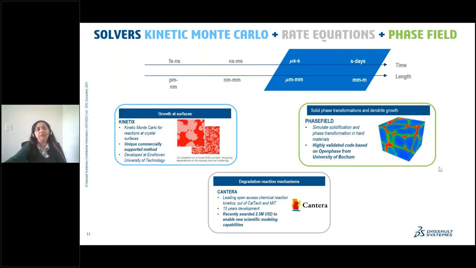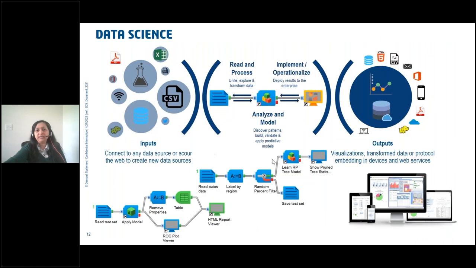So for example, if you're looking at dendrite growth, you might want to consider a phase field approach. There are things that you can model with the kinetics, and the thermodynamics can be modeled with the other tools that are shown here, the other solvers. For data science, machine learning and analytics, et cetera, Pipeline Pilot is our workhorse. And many of you in the audience are also using these types of solvers and data science approaches.